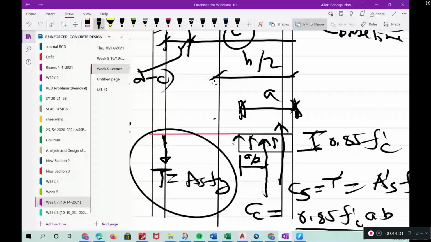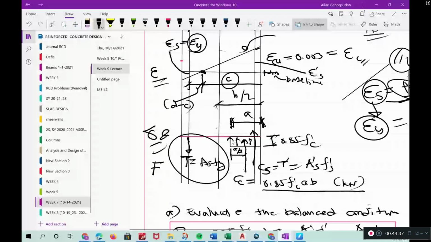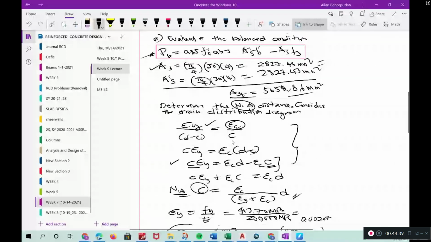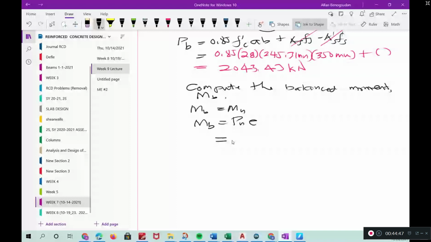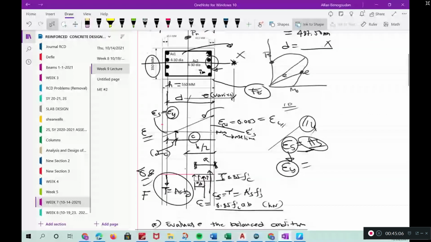Tama ba? So that when we have to consider the summation of moment, okay? M of B is equal to 0.85 of F prime C, B, is equal to h over 2 minus a over 2. So I think makukuha natin yan, ano? H over 2, h over 2.